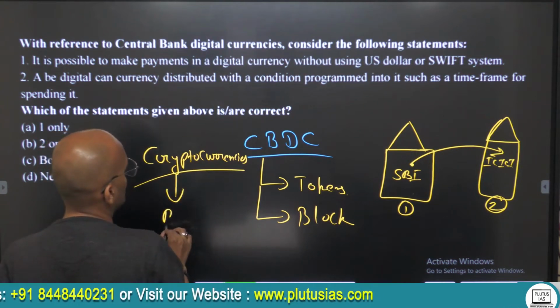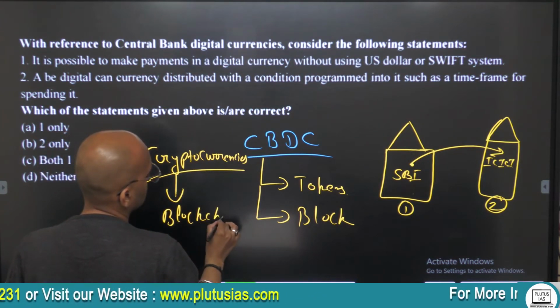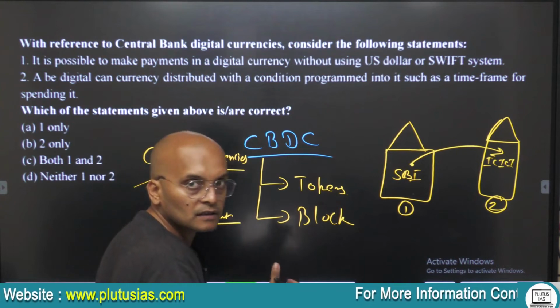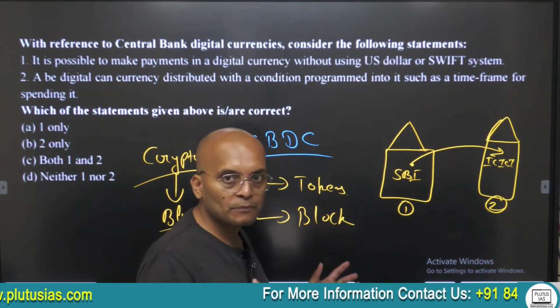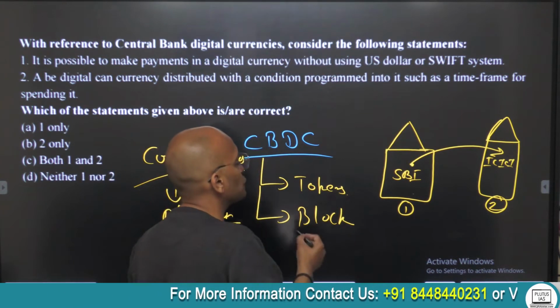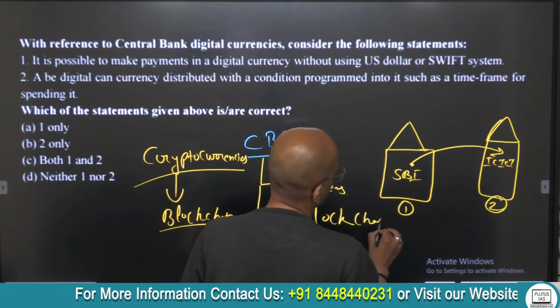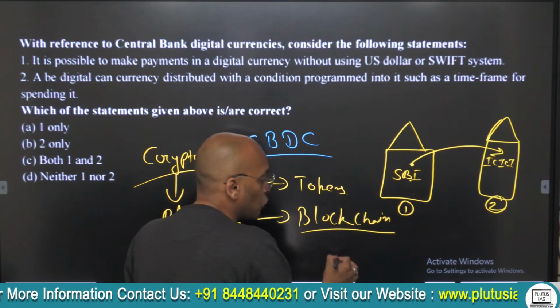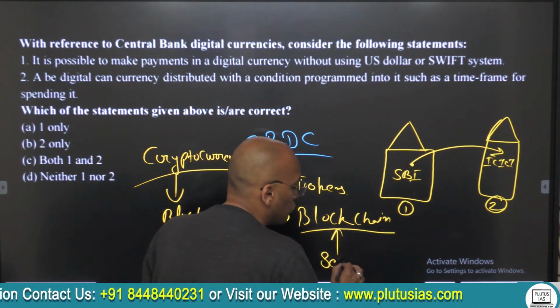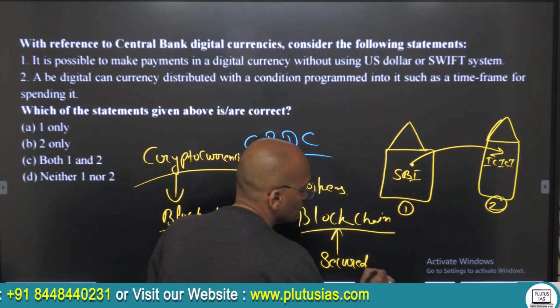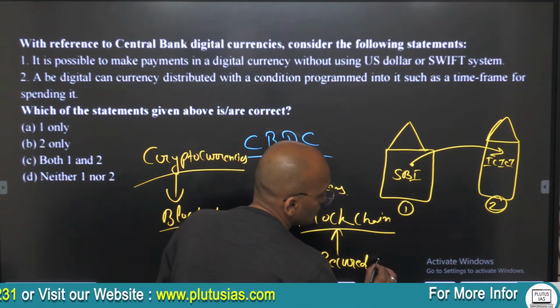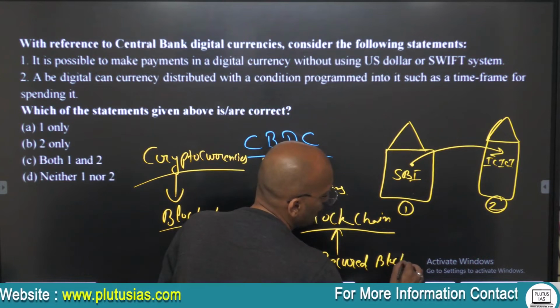Cryptocurrencies were also based on blockchain. It is a network program, a software program. Anyway, let's not get into the technical aspect. But this blockchain is the secured blockchain of RBI.